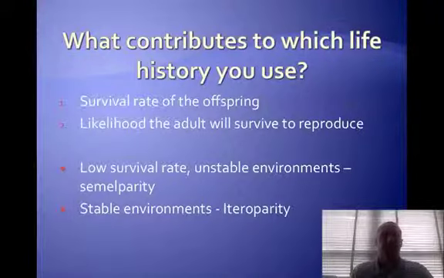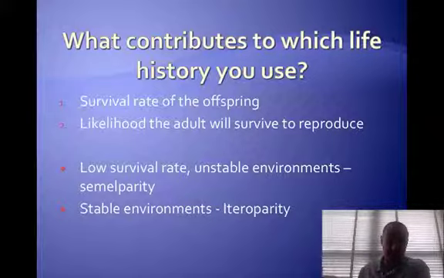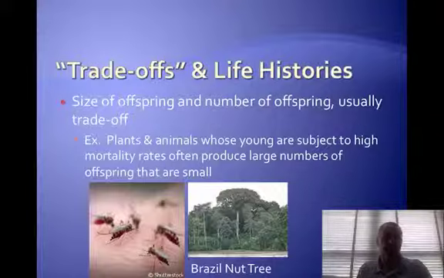Now, when we look at these two, what contributes to which one we actually use is going to be the survival rate of the offspring and the likelihood of the adult surviving to reproduce. So if you have a very low survival rate of the offspring, you're living in an unstable environment, you're probably going to do semelparity. If you have a stable environment, then you're going to have probably fewer offspring and you're going to do iteroparity. So it kind of makes sense. If you're in an environment that's going to change very quickly, you want to produce a lot of offspring, hoping some of them will live. If you're in an environment that's pretty stable, then you can put more energy into the ones that you produce, because you know they're going to be able to survive.